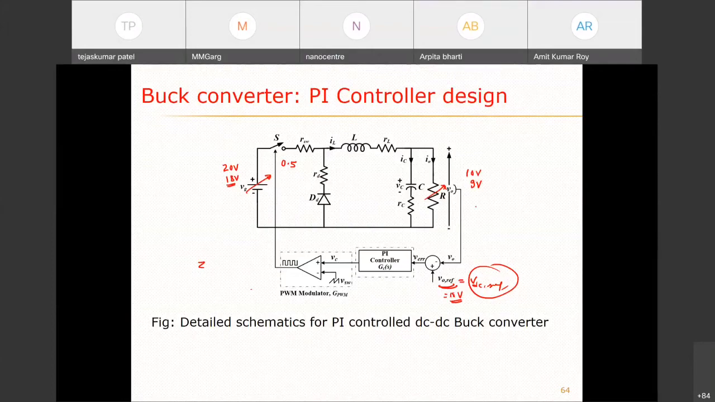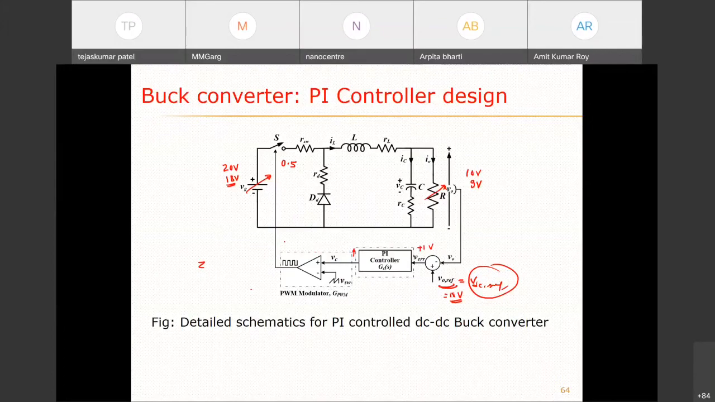Okay, so let's say it's working fine, and then due to some reason this voltage drops to, let's say, 18 volt. So 18 volt into 0.5, the output voltage dropped to 9 volt. Now our reference voltage was 10 volt only. This drops to 9 volt. But because we have designed a controller, it should remain at 10 volt, right?